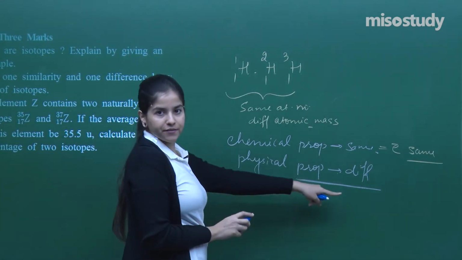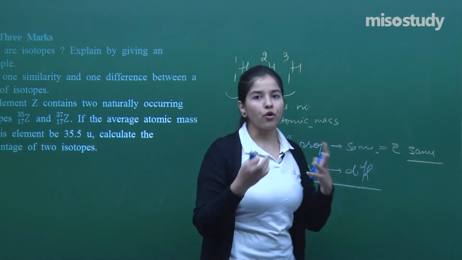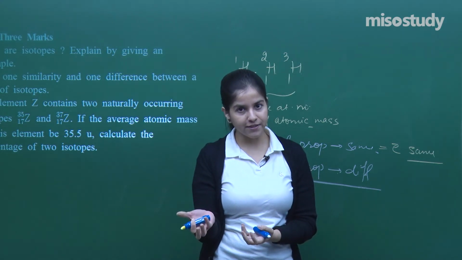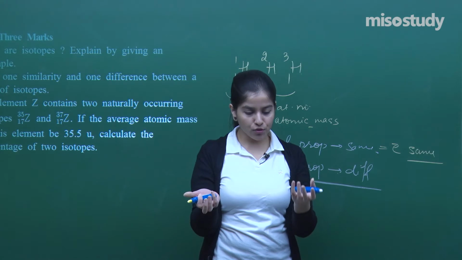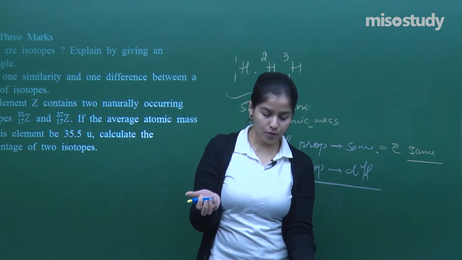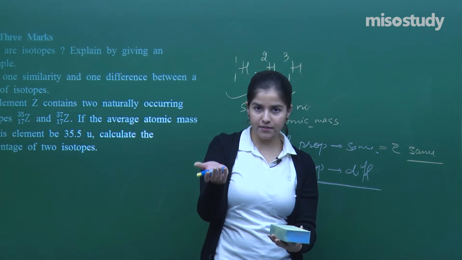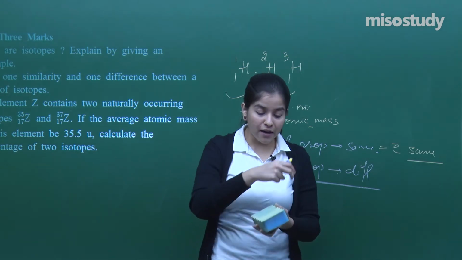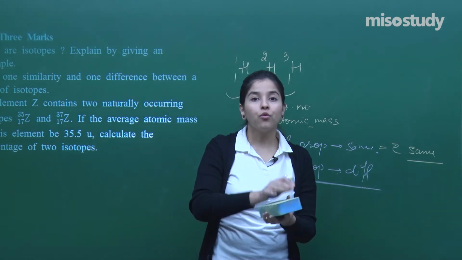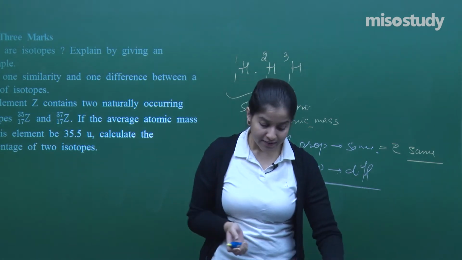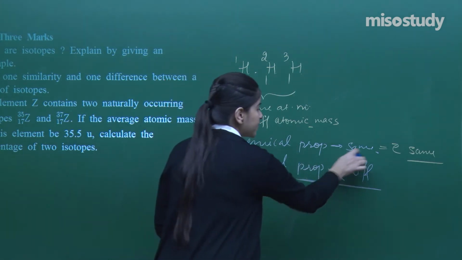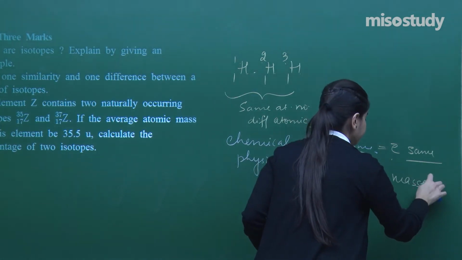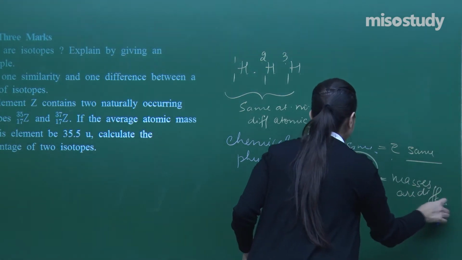But the physical properties are different. Physical properties are things like melting point and boiling point of a substance. See here, I have one element which is of lighter weight and one which is of heavier weight. Let's say this is heavy and this is light. Which will have more boiling point? The heavier one. I will need a lot of energy to boil the heavier substance as compared to the lighter one. That means physical properties will be different because the masses are entirely different. Got it? So this was an important part which you need to remember.